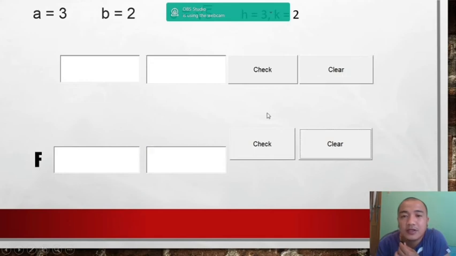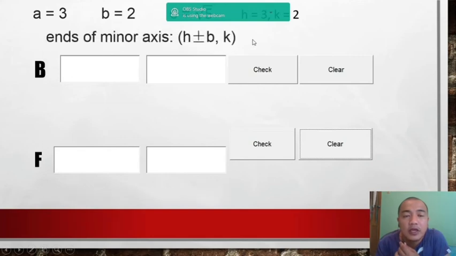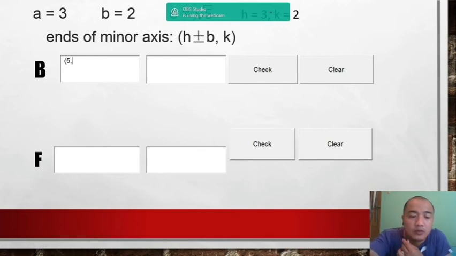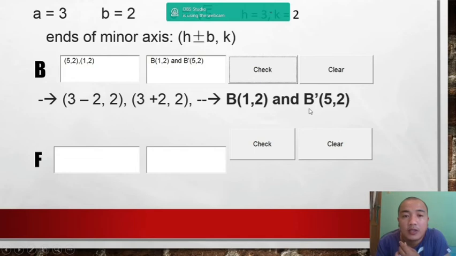Let's clear this. I'm sorry for that. Okay, from the given, let us solve for the ends of the minor axis: (h plus and minus b, k). Meaning, you add 3 and b. 3 plus 2 is 5, and k is 2. The other one: 3 minus 2 is 1, so (1, 2). Is it correct? (1, 2) and (5, 2) are the ends of the minor axis. How about the foci?